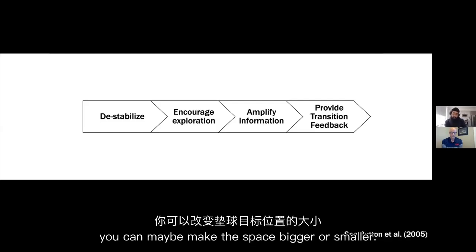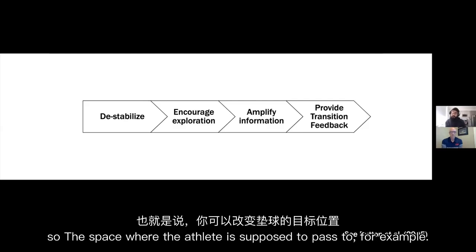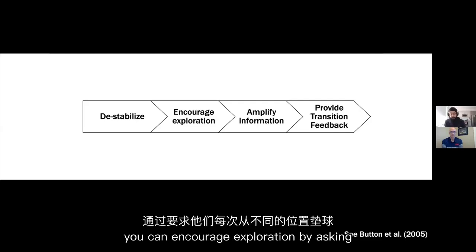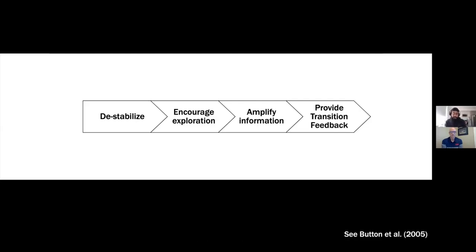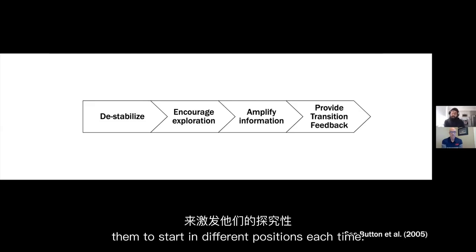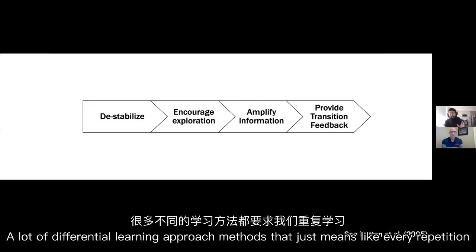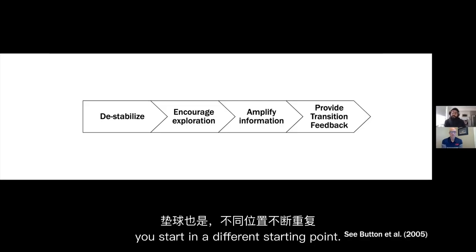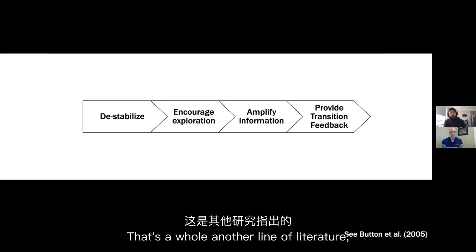By destabilizing, you can maybe make the space bigger or smaller. So the space where the athlete is supposed to pass to, for example. So you make that bigger or smaller. You can encourage exploration by asking them to start in different positions each time. A lot of differential learning approach methods. That just means like every repetition you start in a different starting point. That's a whole other line of literature.